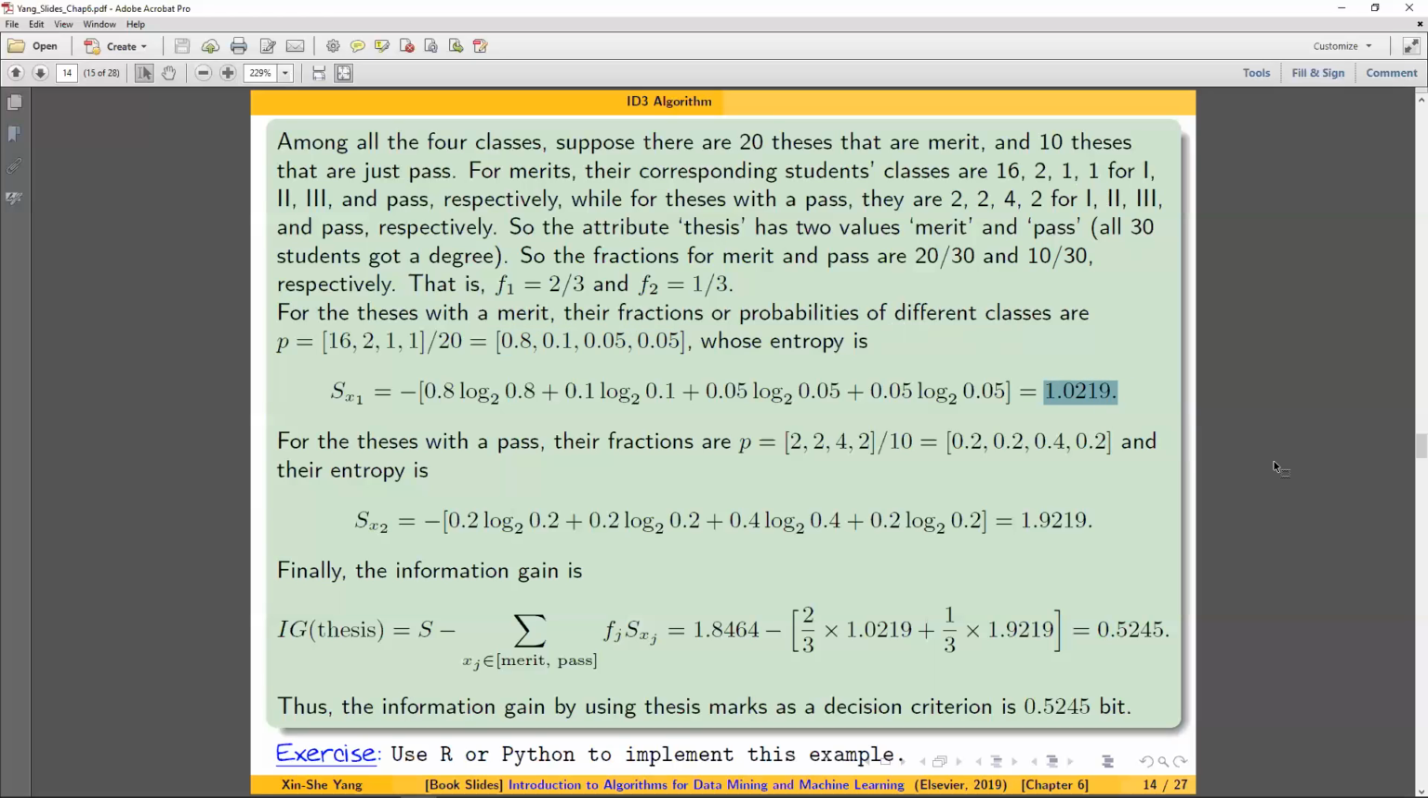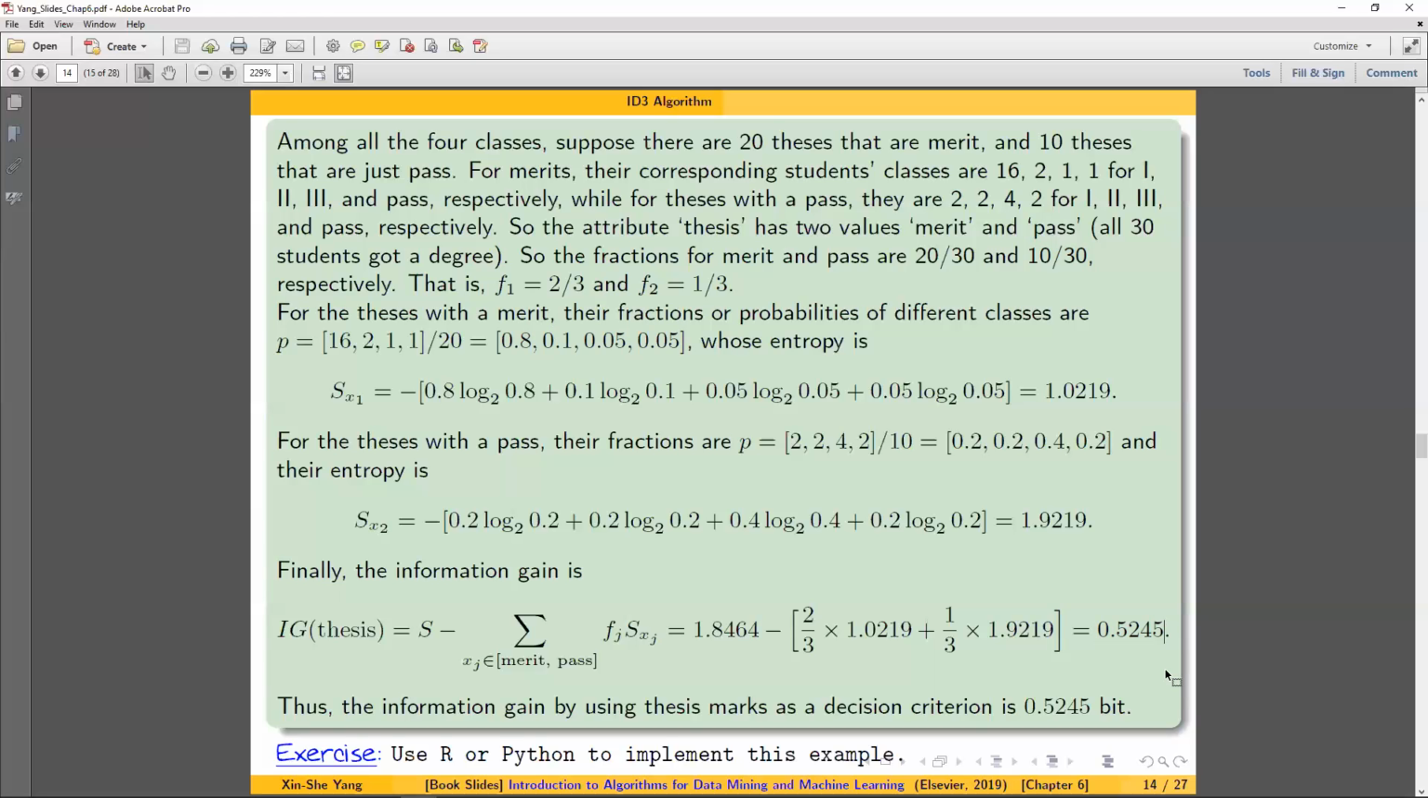Then we can calculate it. Similarly, we can calculate the entropy for the second variable, as x2 turns out to be 1.92919, and then we use those two together. We calculate the information gain for thesis to be 0.5245. Therefore, the information gain by using thesis marks as a decision criteria is 0.5245.